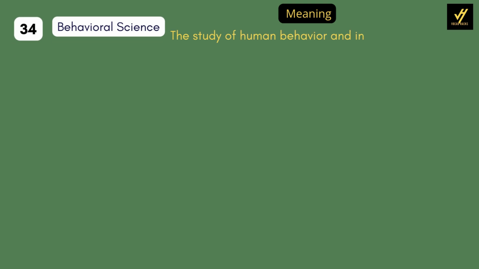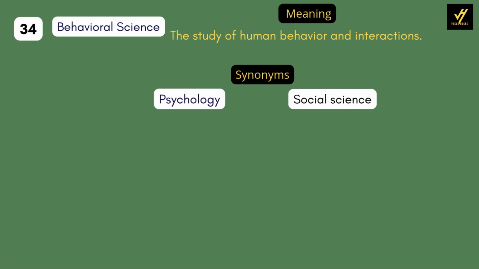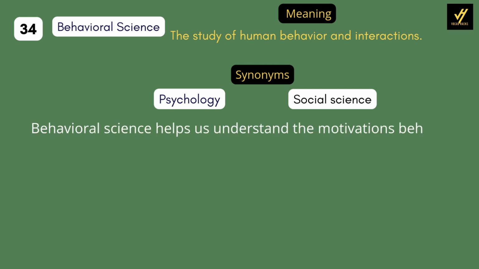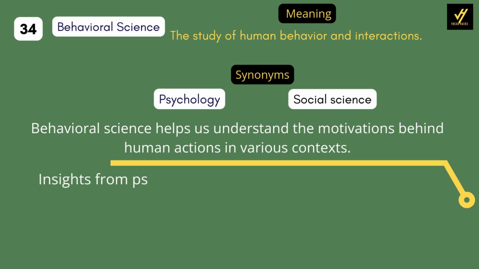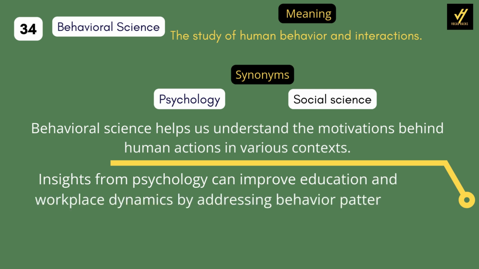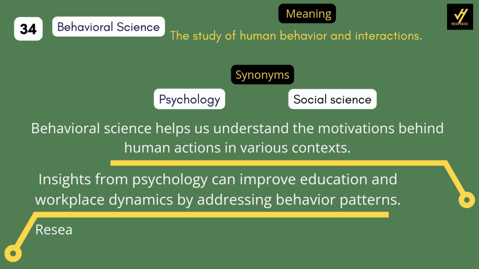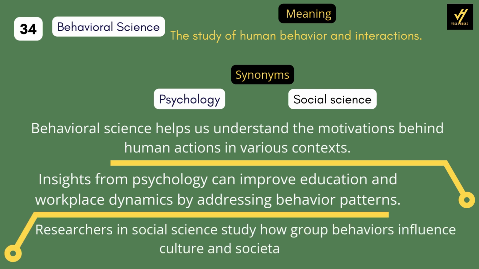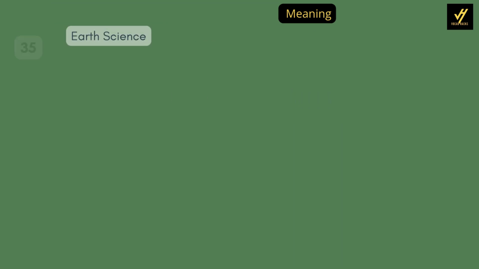Behavioral science, the study of human behavior and interactions. Psychology, social science, behavioral science helps us understand the motivations behind human actions in various contexts. Insights from psychology can improve education and workplace dynamics by addressing behavior patterns. Researchers in social science study how group behaviors influence culture and societal norms.